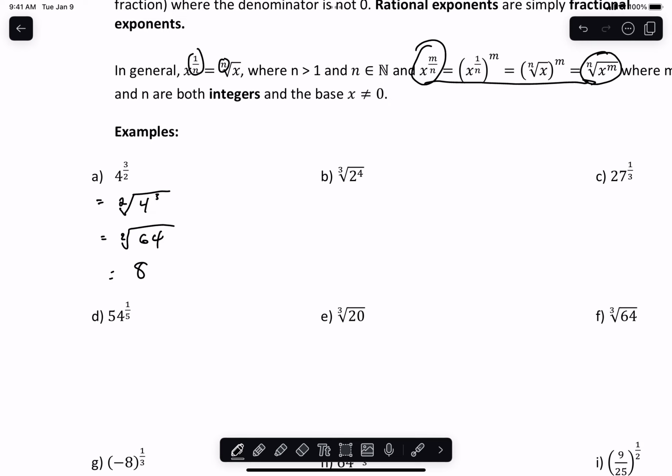Okay? Just square roots and cubed roots are maybe the ones that are most commonly used on your calculator. That's why you see them. But they're all just rational exponents. Okay? Want to try the next one?